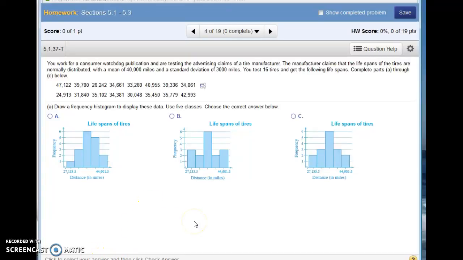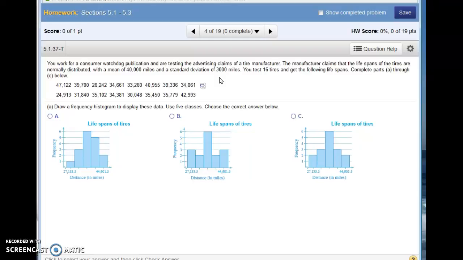This time we're looking at section 5.1 and we're going to do number 4. It says you work for a consumer watchdog publication and are testing advertising claims of a tire manufacturer. So as we suspect, because it's something that's manufactured, the lifespan of the tires are normally distributed with a mean of 40,000 and a standard deviation of 3,000 miles. And we're going to test 16 tires, which is really a small sample.